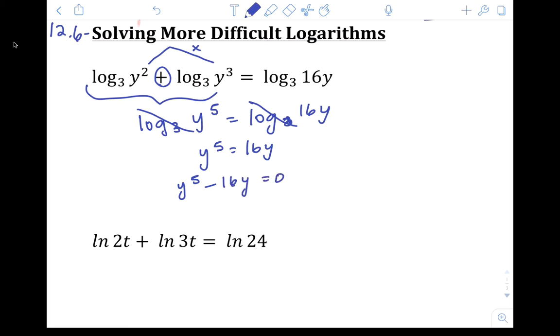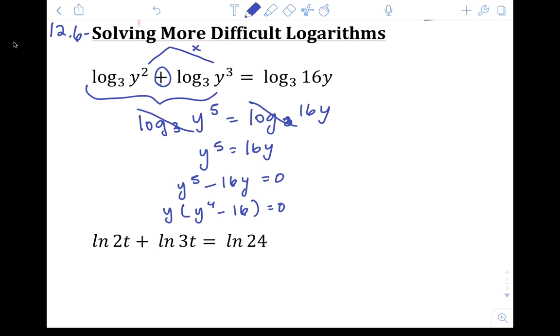you would have to get everything together on one side. You would then factor out the GCF, which is 1y. That leaves you with y to the 4th minus 16. That is a perfect square minus a perfect square. That is the difference of squares, my favorite.